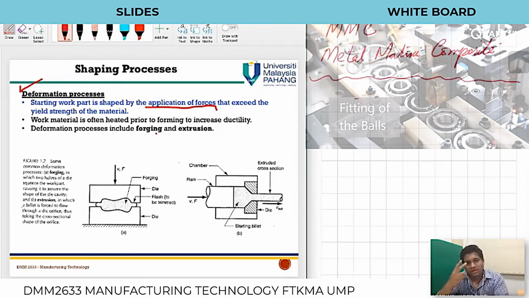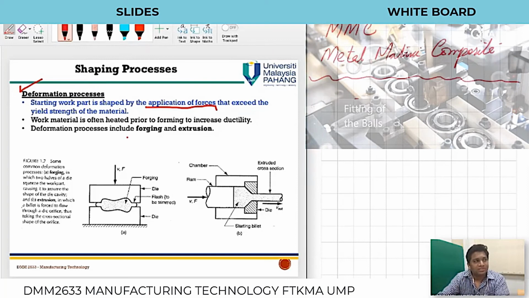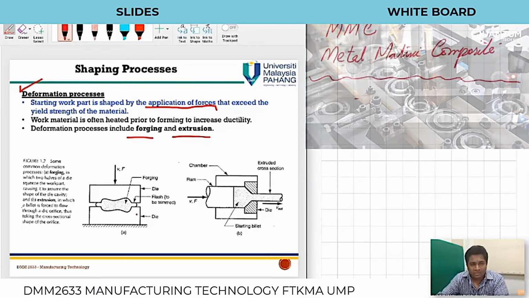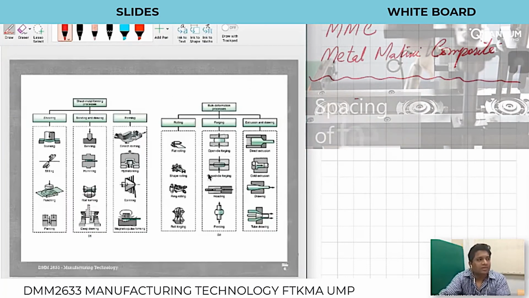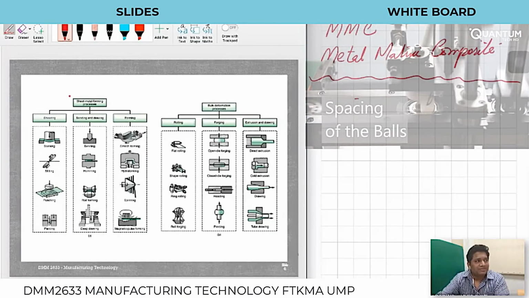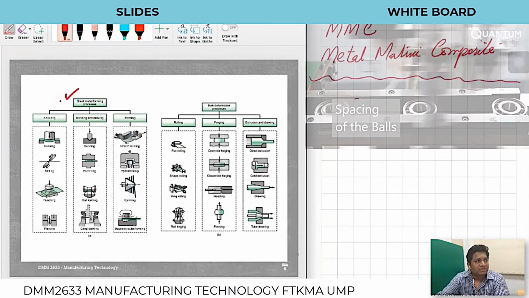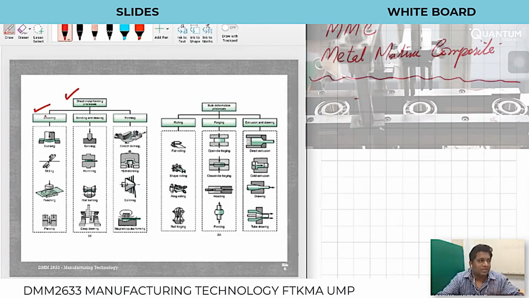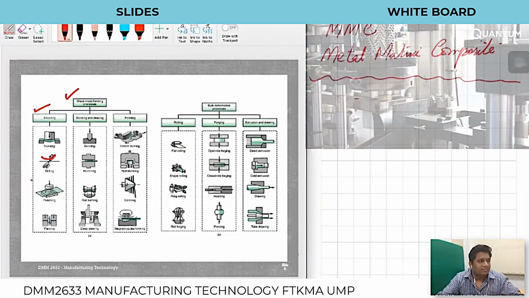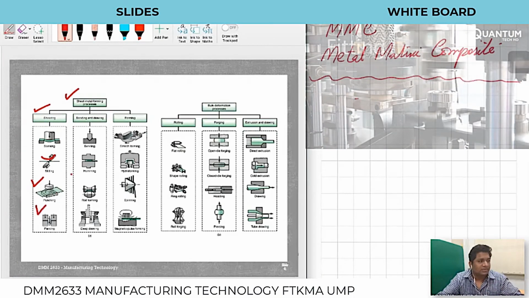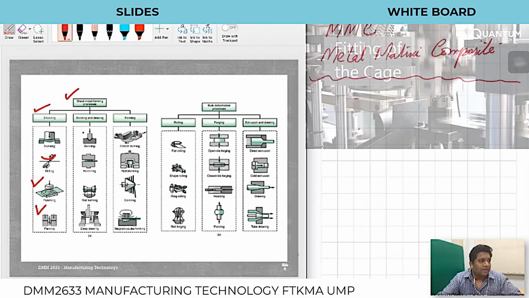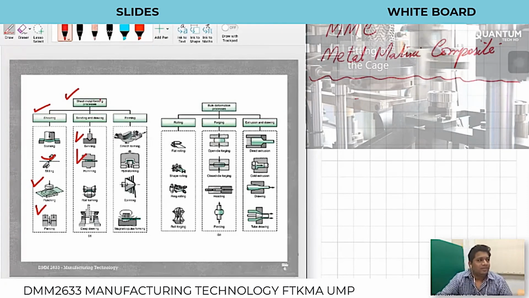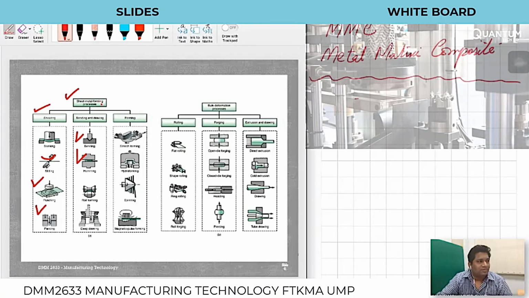There are mainly two types of deformation process. Number one is forging, and number two is extrusion. This is something we will learn also later on. So there are different types of sheet metal processing: shearing. We are going to use shearing machine to remove the material, slitting, punching, piercing, bending, hemming. So there are many types of sheet metal forming process.